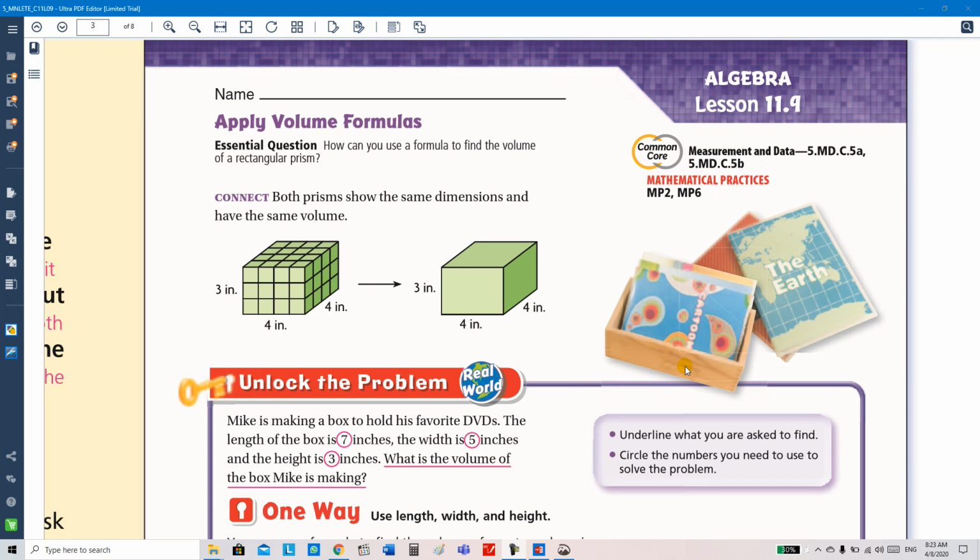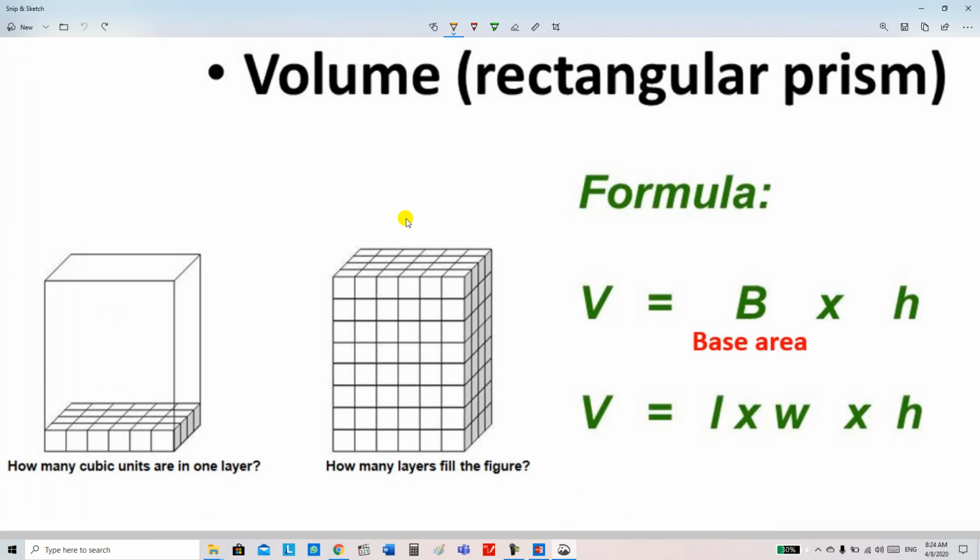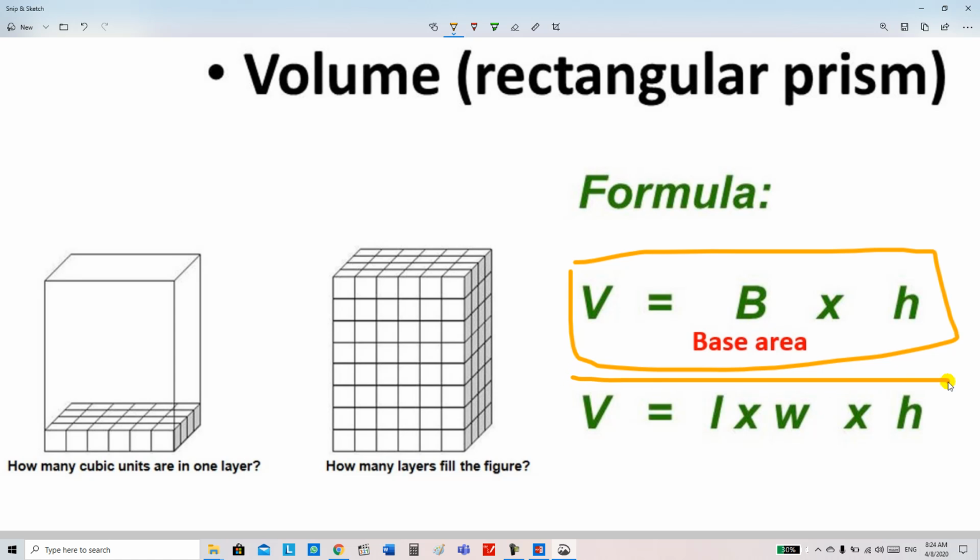Hello everyone. Today we are going to talk about how to apply volume formulas. As we studied before in our previous lesson, we have the volume of a rectangular prism. How can we get the volume of a rectangular prism? We have two formulas. The first formula is volume equals base area times height. The other formula is volume equals length times width times height.